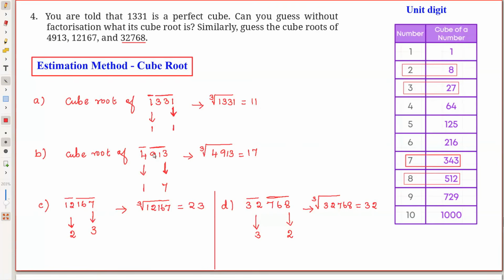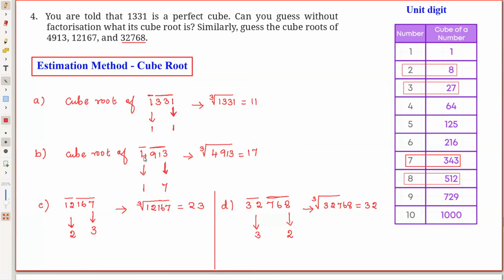The next one is 4,913. You just see the last digit. First place the bar over 3 digits and 1 digit. The number is ending with 3, so the cube root will be ending with 7. 3 means 7, 7 means 3. Here 3 means 7.